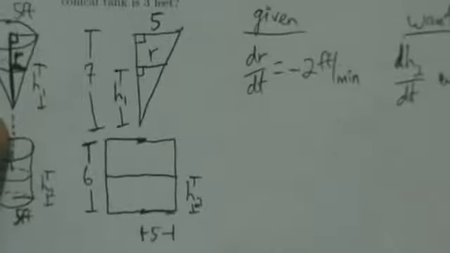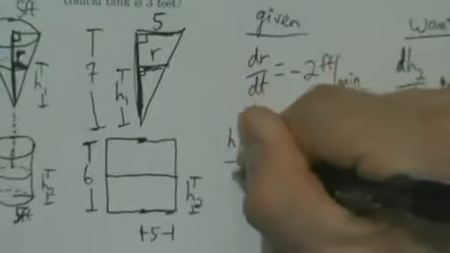With the similar triangles, what are we going to get there? That equation is going to be H1 divided by 7 equals R divided by 5. Remember, that's just a property of similar triangles from geometry. So H1 over 7 equals R over 5. That's the similar triangle equation.